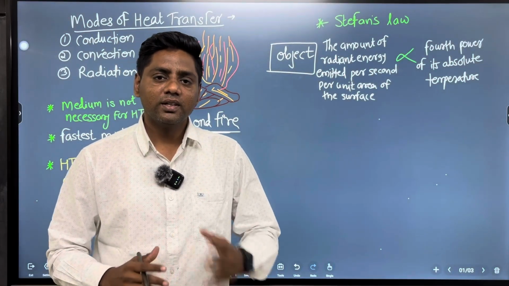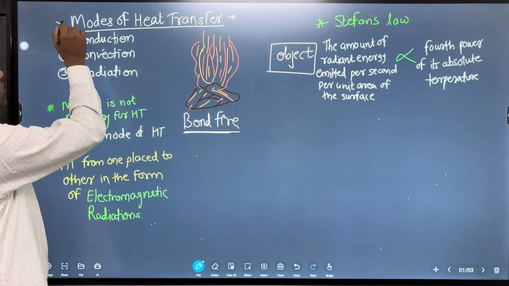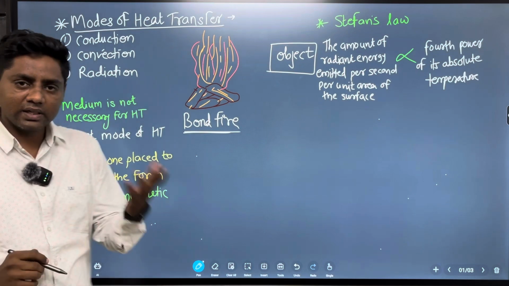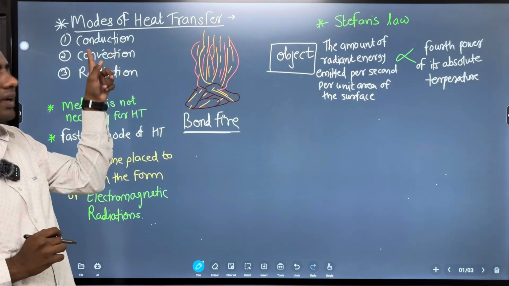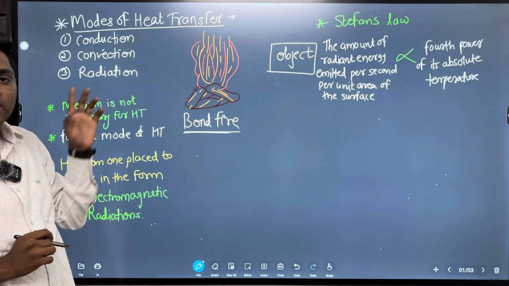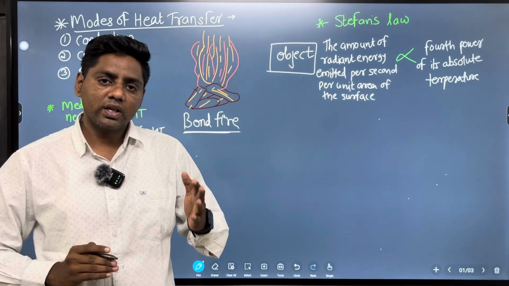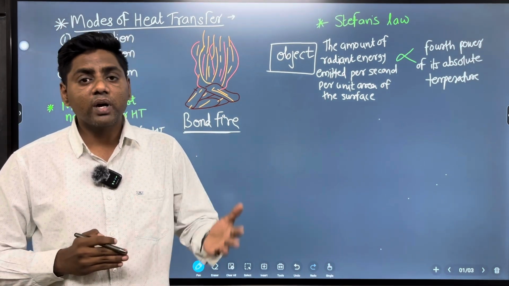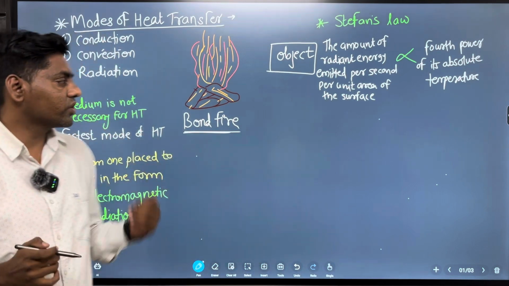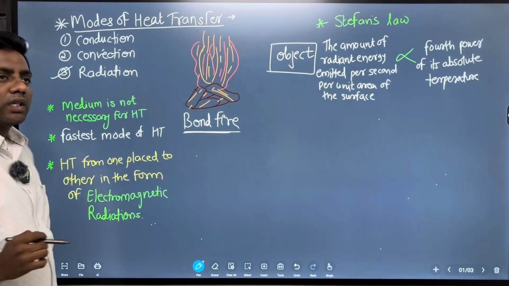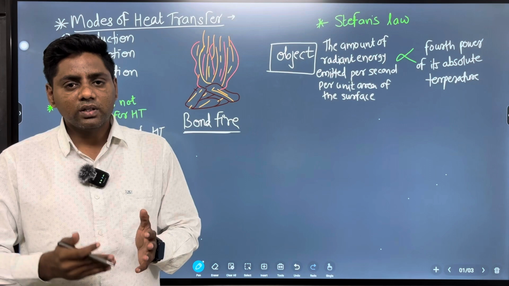Dear student, today we are learning about the modes of heat transfer. There are three types. First one is conduction, second one is convection, and third one is radiation. In previous lectures, we already completed what is meant by conduction and convection. In this lecture, we have to study about radiation, in very simple terms to understand.